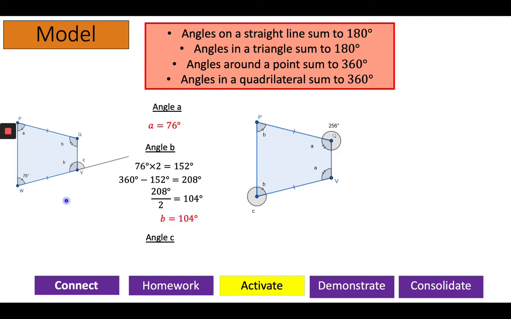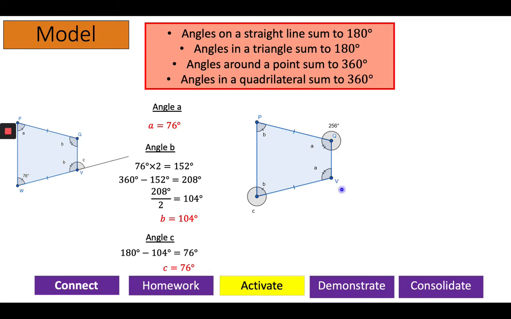Now angle C is on a straight line with angle B, and we know straight lines sum to 180 degrees, so we take 180 minus angle B, which is 104, and we get 76 degrees. So angle C is 76 degrees.